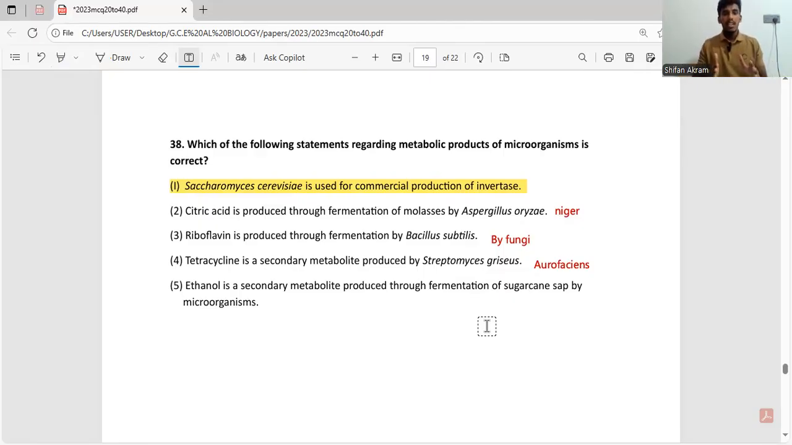Now, is ethanol a secondary metabolite? Okay, secondary metabolite is not important for the survival of the organism, but they are produced only for an advantage. But ethanol is produced by anaerobic respiration of yeast, right? So anaerobic respiration is essential for the yeast survival. If it doesn't carry out anaerobic respiration, the yeast will not survive, it will die, right? Ethanol is not a secondary metabolite. For that reason, ethanol is a primary metabolite, right? They are formed as a result of anaerobic respiration. Again, that statement is also wrong.